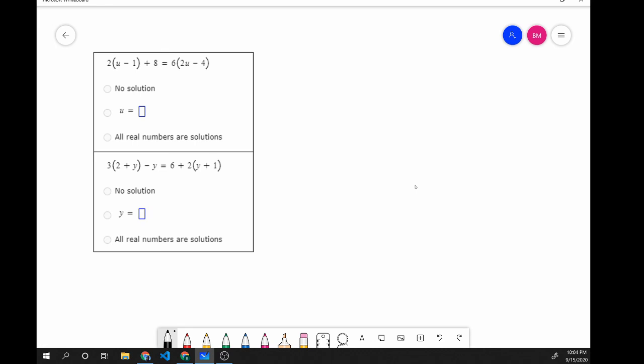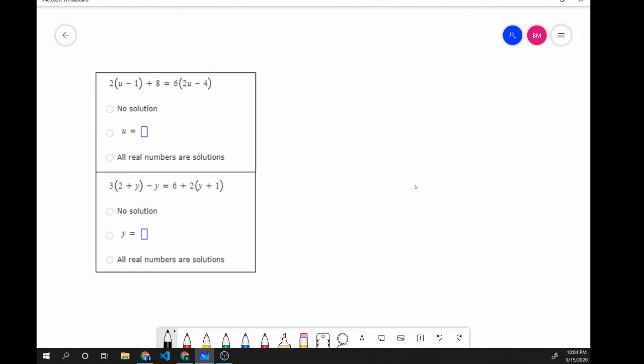All right, this is our second example in the topic of solving equations with 0, 1, or infinitely many solutions. So again, we've seen an example of one solution already. We've seen an example of infinite solutions, or all real numbers are solutions. We're now looking for an example of no solution. And one of these will be that. Let's do the first example. 2u minus 1 plus 8 is equal to 6 times 2u minus 4.